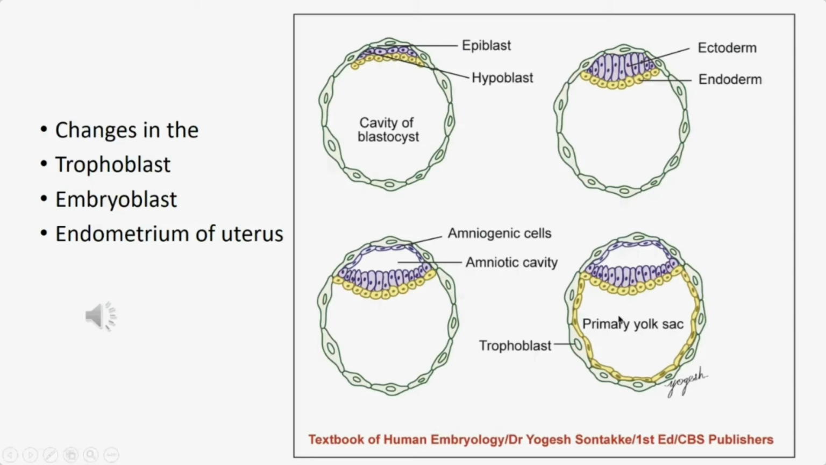And what happened to the blastocystic cavity? Some cells from the endoderm form a continuous lining over the blastocystic cavity. Cells from the endoderm line the cavity and convert it into the primary yolk sac. So there are two cavities: the amniotic cavity and the primary yolk sac.